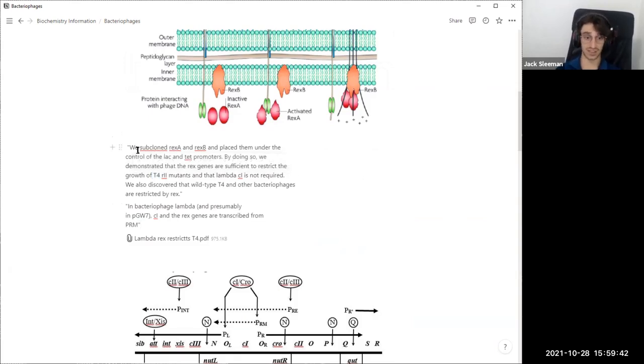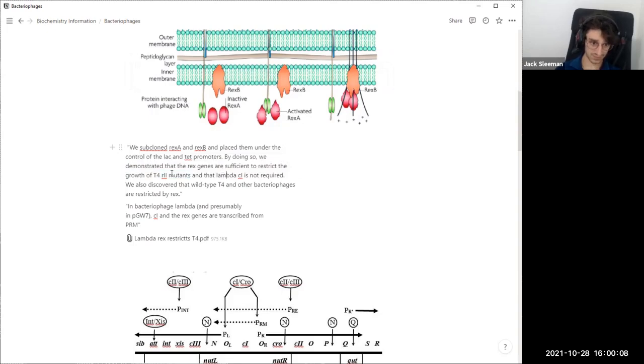But these guys subcloned Rex A and Rex B, put them under the control of these promoters. Cool, interesting. And they demonstrated that they're sufficient to restrict the growth of T4 rII mutants, which, if you want to look that up, is an interesting concept in itself. There's crazy stuff going on with that, whatever.